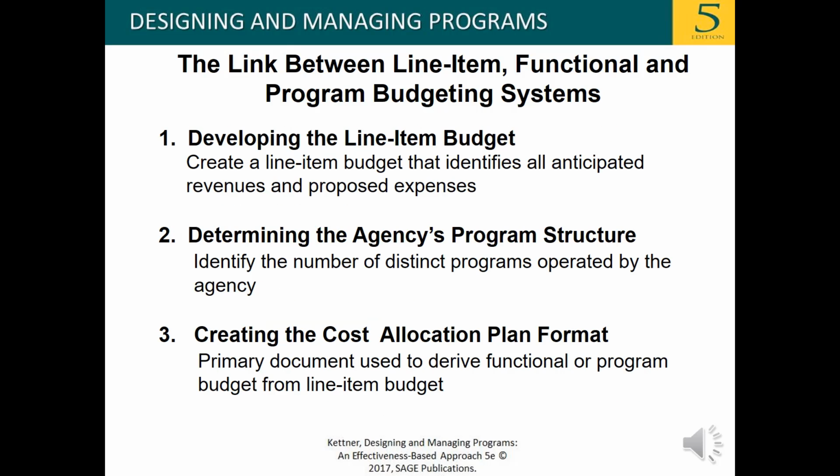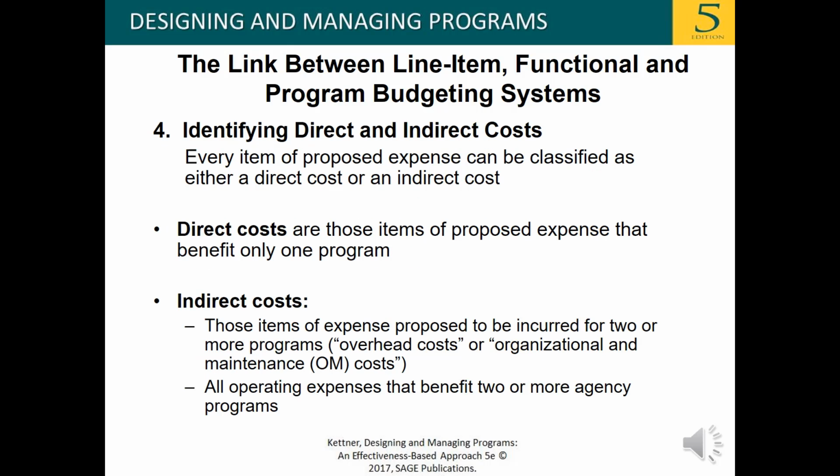So again, looking at these different steps. Number 1, you're creating a line item budget that identifies all anticipated revenues and proposed expenses. 2, identifying the number of distinct programs operated by the agency. 3, the primary document used to derive a functional or program budget from the line item budget. 4, every item of proposed expense can be classified as either a direct cost or an indirect cost.